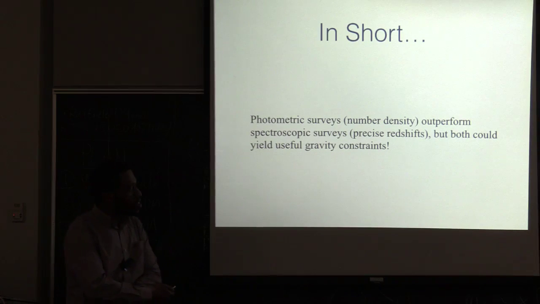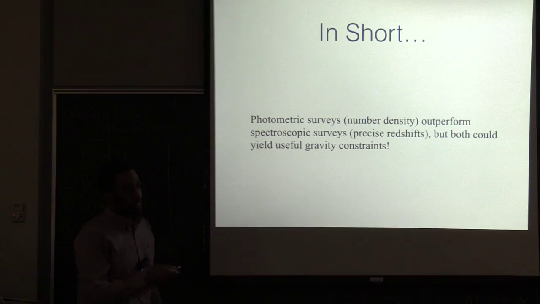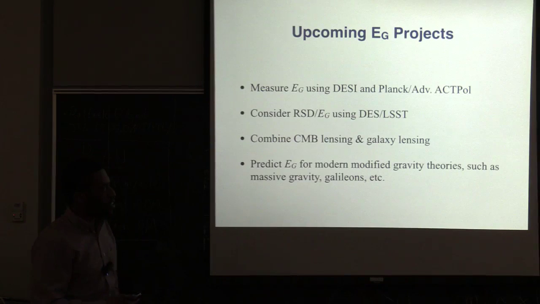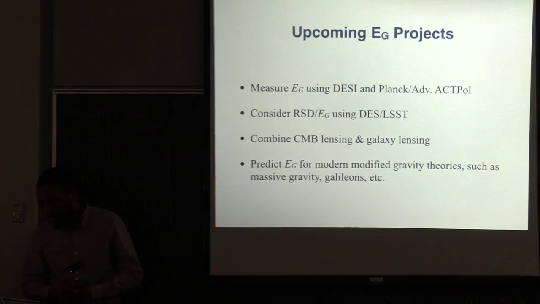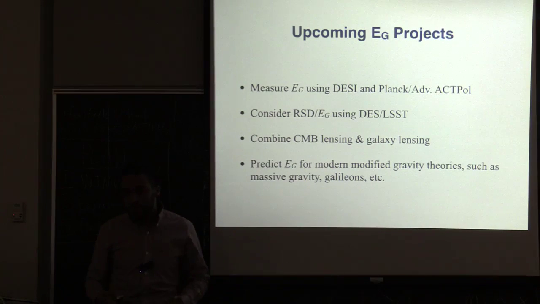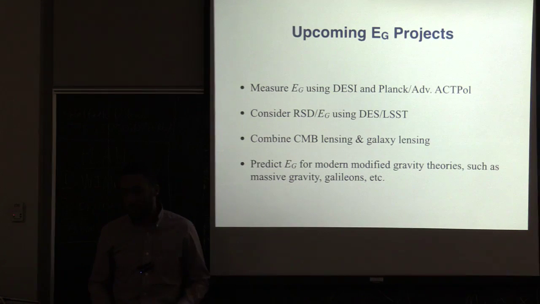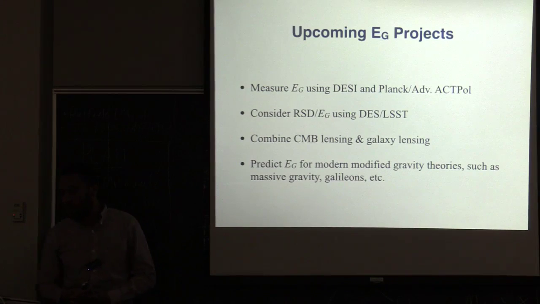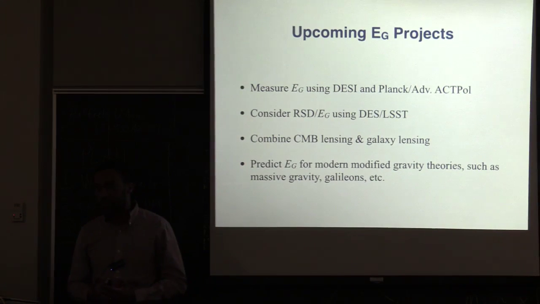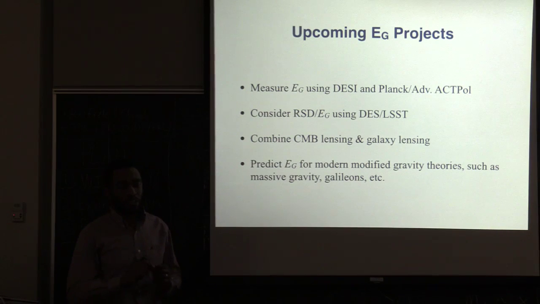So, in short, imaging photometric surveys outperform spectroscopic surveys. Both would be useful. However, this depends on being able to actually measure redshift space distortions in a photometric survey. Specifically, my plans for the future are, one, to improve these measurements by performing them using upcoming surveys, like combining DESI galaxies with Advanced ACT Pol. Also, I want to consider how well we can measure RSD with a photometric survey. One problem is catastrophic redshift errors, where you have galaxies with redshifts totally different from the redshifts you expect, and this could plague your sample.